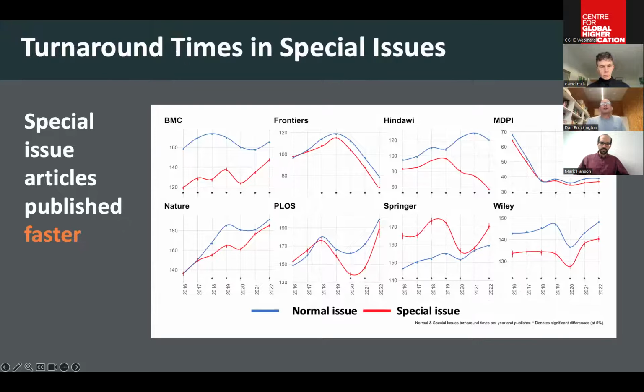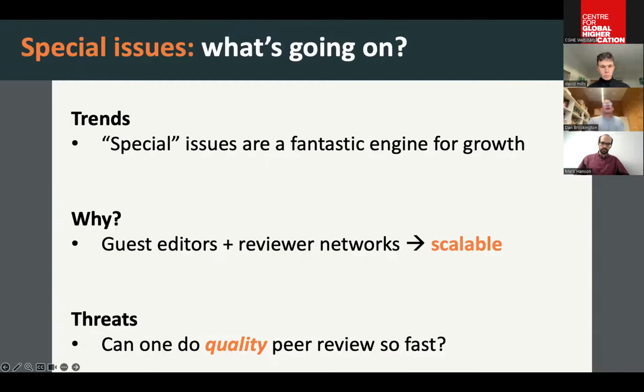We can show also, and you can see this in the top three panels, that the red lines here of special issues are below the blue lines of regular journals for the turnaround times. In other words, special issues are turned around faster than regular journals. And even in MDPI, where the difference is only one or two days, it's still a statistically significant difference in the speed of turnaround times.